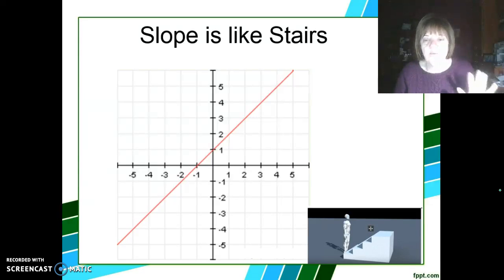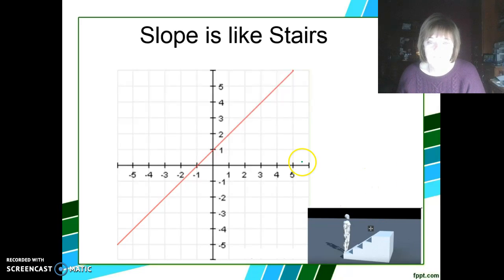So I want you to think of slope as the opposite of coordinate points. I want you to think of slope like stairs. I want you to watch this little video. Down here, I've got this little video. This is someone taking the stairs. Notice the person is standing in front of the stairs, just like with the coordinate points you were standing already in front of the elevator.